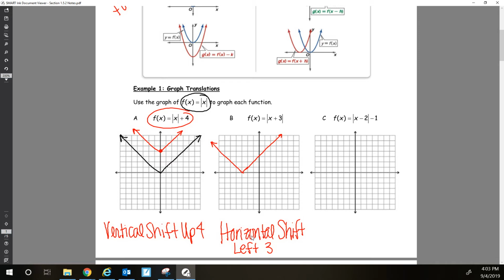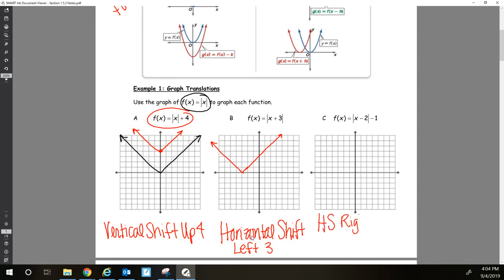C is awesome. C has got 2 transformations. We generally always start with our horizontals and then mess with our verticals. So for our horizontal, it says go to the left 2, but we're going to do the opposite. We're going to have a horizontal shift to the right 2.